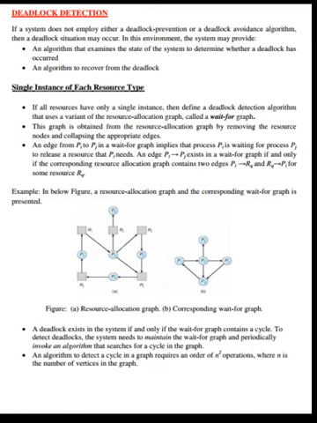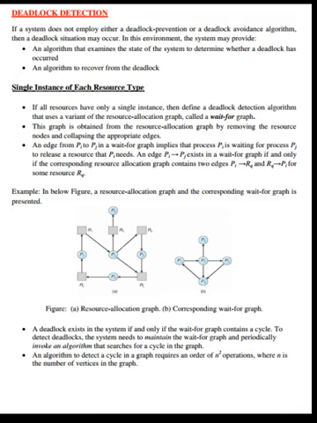Now let us see a single instance of each resource type. If all resources have only a single instance, then we can define a deadlock detection algorithm that uses a variant of the resource allocation graph called a wait-for graph. This graph is obtained from the resource allocation graph by removing the resource nodes and collapsing the appropriate edges.